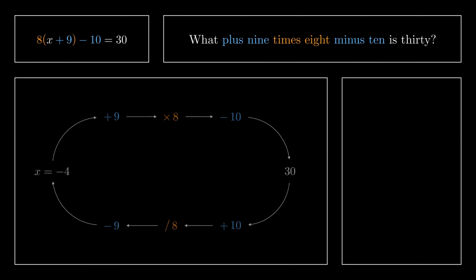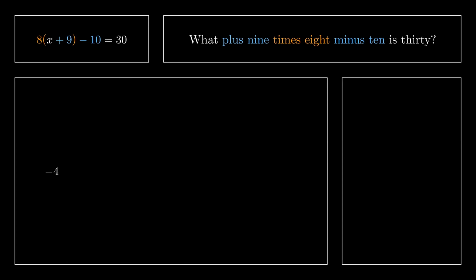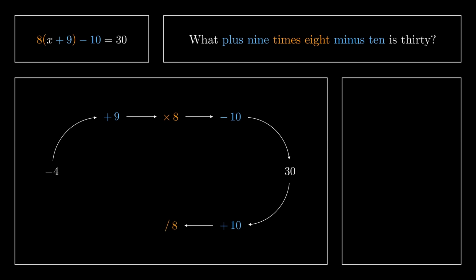Let's check it. -4 plus 9 is 5, times 8 is 40, minus 10 is 30. 30 plus 10 is 40, divided by 8 is 5, minus 9 is -4. So full circle, it still works, invert and reverse, just with 3 operations.